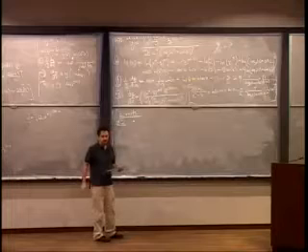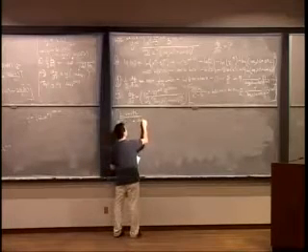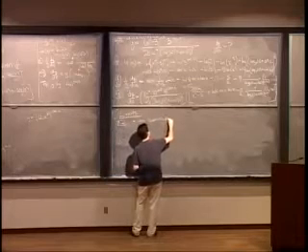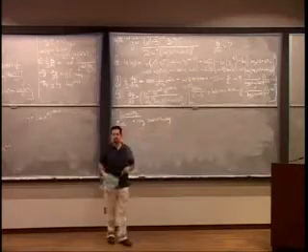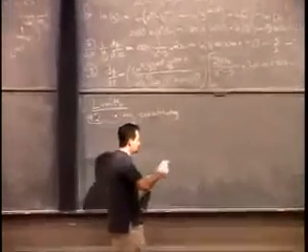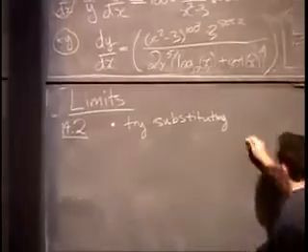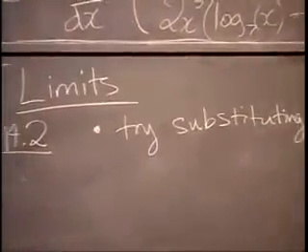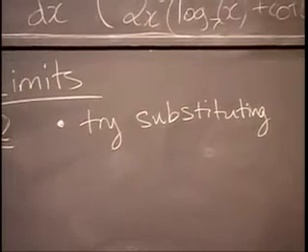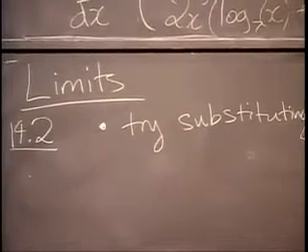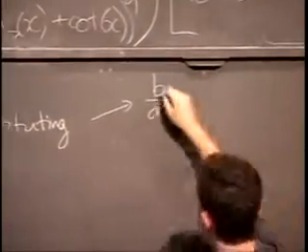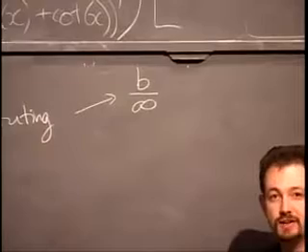If you have a limit, first try substituting. So, limit as x goes to something, try plugging in that value of x and see if it works. Now, if you get a nice number when you substitute, that's probably the answer to the limit. There's nothing else you need to do. But maybe you don't get something nice. Maybe you get something like b over infinity, if b is some nice finite number.